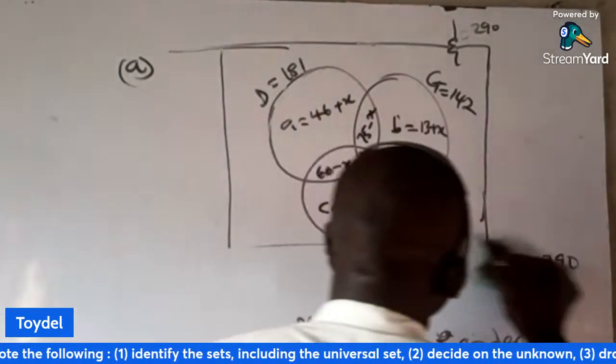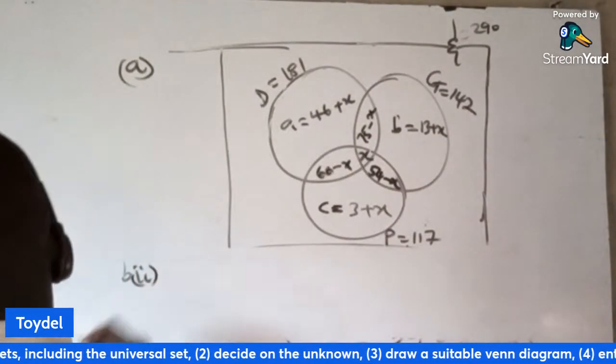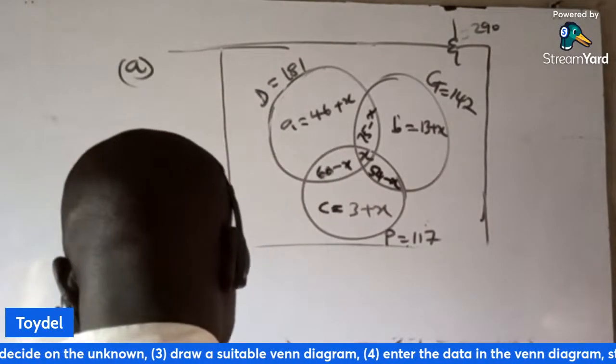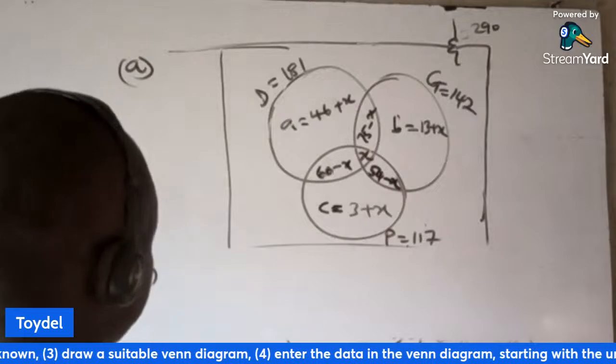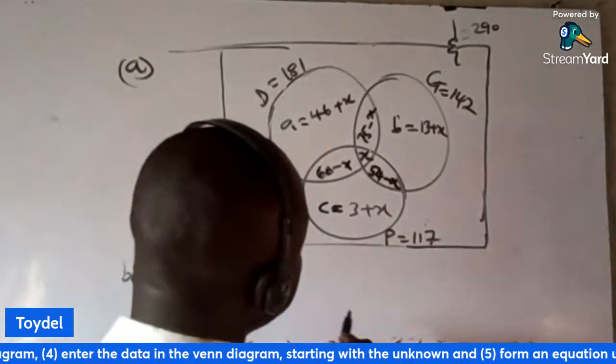So we move to the second question, B Roman figure 2, where we are asked to find the number that read exactly 2 of the papers. Now let's look at readers that read exactly 2 of the papers.